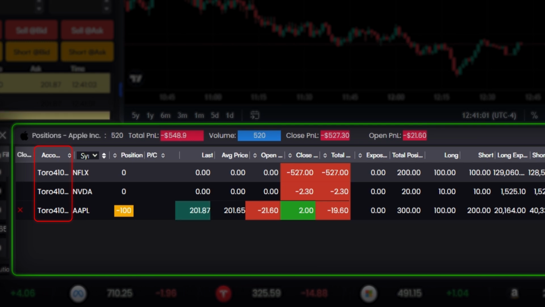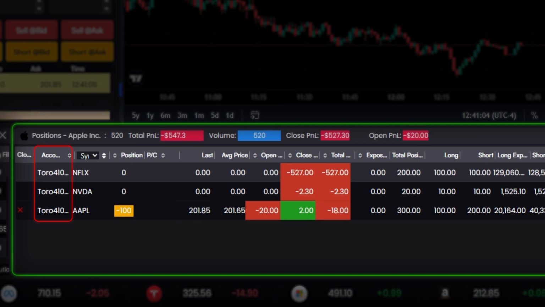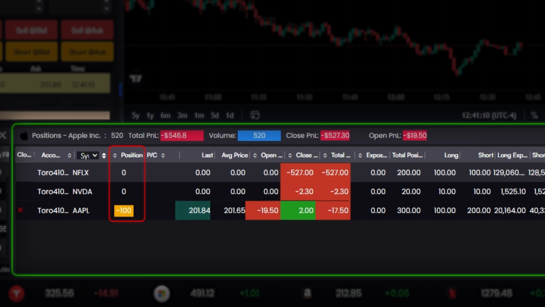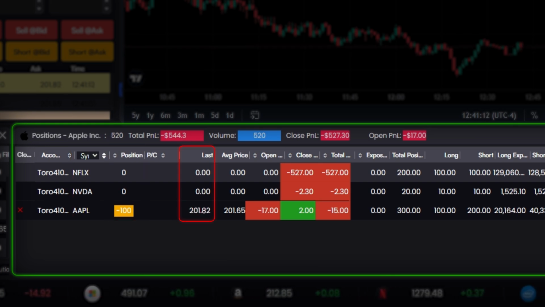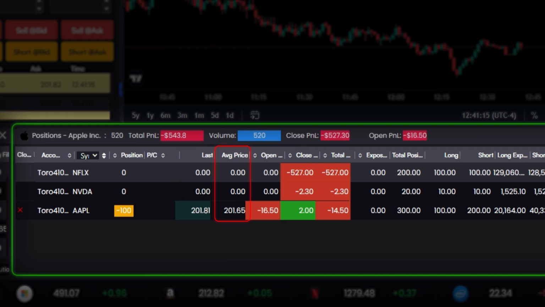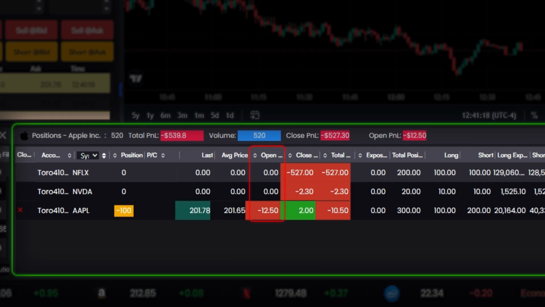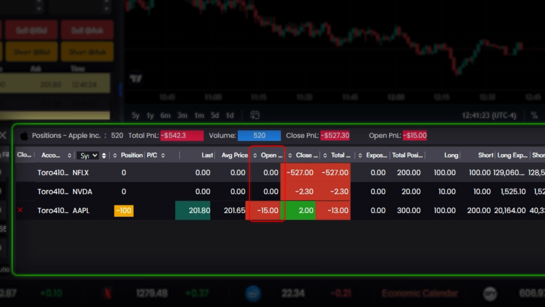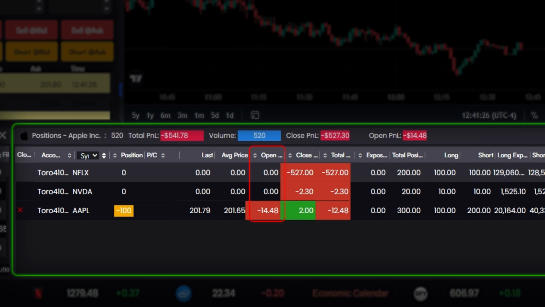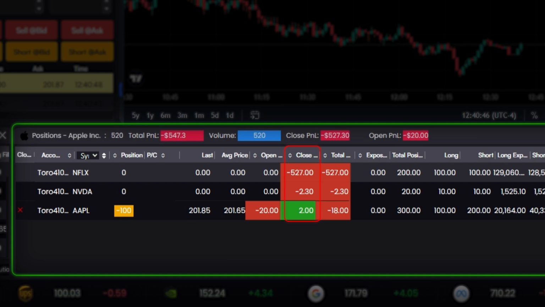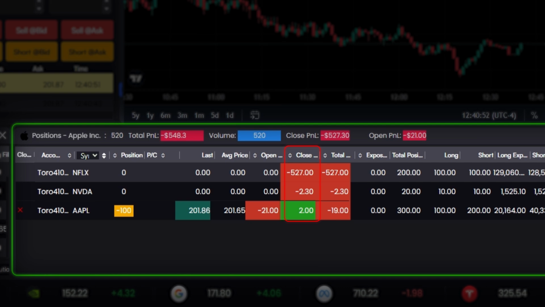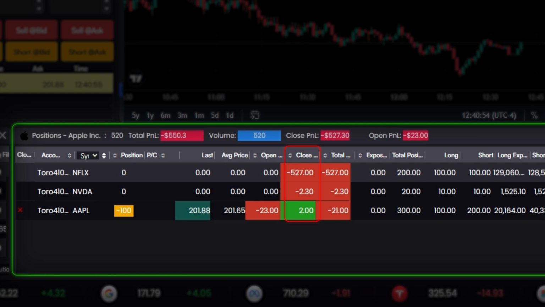Columns. Account: the account you are using to trade. Symbol: the symbol of the company you are trading. Position: the number of shares per symbol that you are trading. Last: the last price per share. Average: the average price per share. Open P&L represents the unrealized profit or loss of your current open trades. It continuously updates as market prices fluctuate, showing how much you would gain or lose. Close P&L represents the total profit or loss from trades that have already been closed. It reflects the final realized P&L after exiting positions.